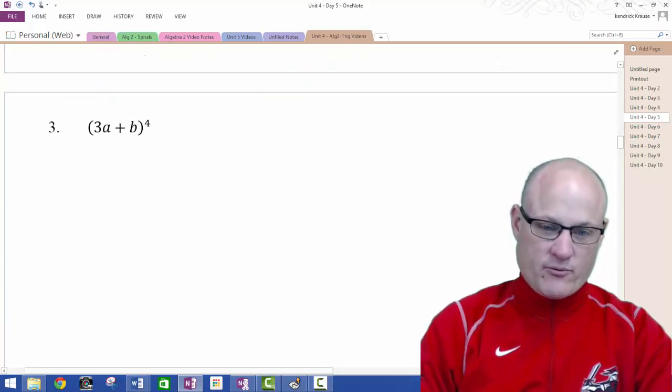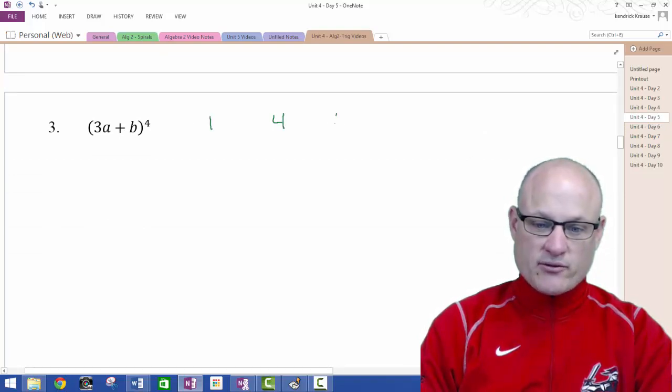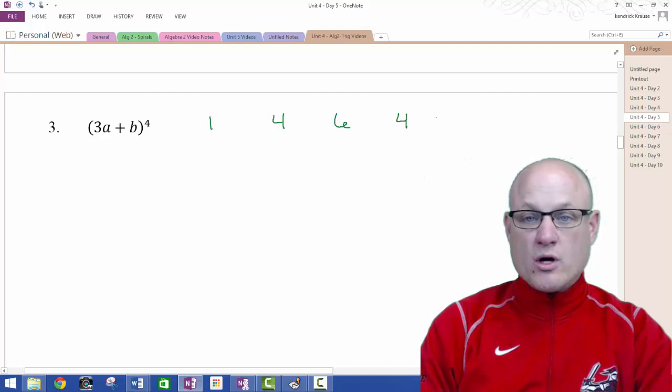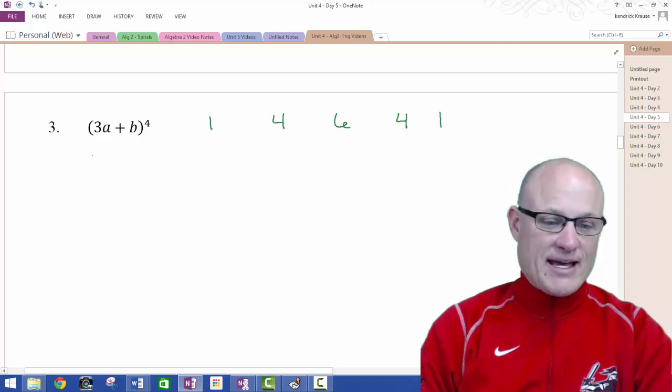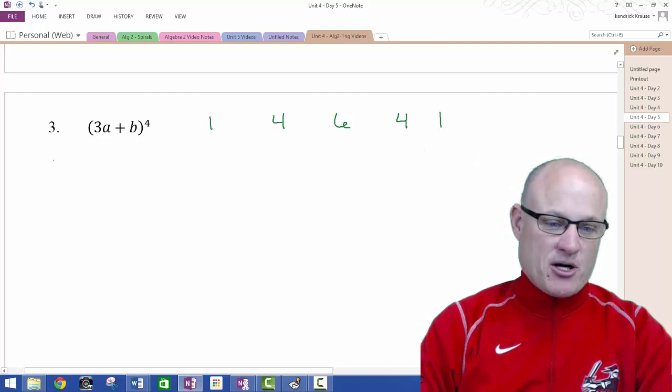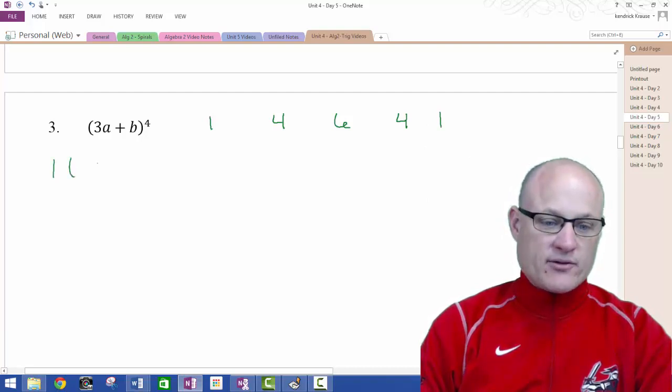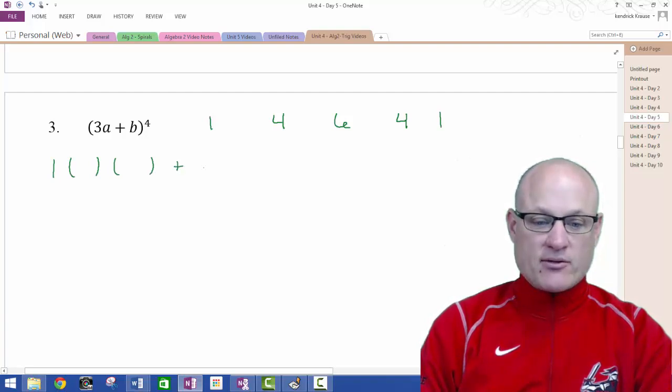4th power. We've done one already with 4th power. So let's just go 1, 4, 6, 4, 1. We'll write each of these with coefficients with two parentheses. Once again, if you'd like to pause it to try this on your own, please do so. Then fast forward to see if you got the same answer as I got.